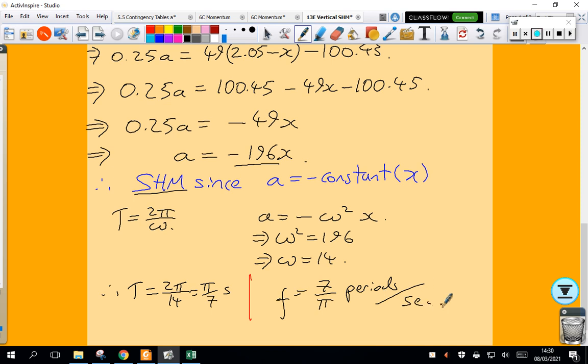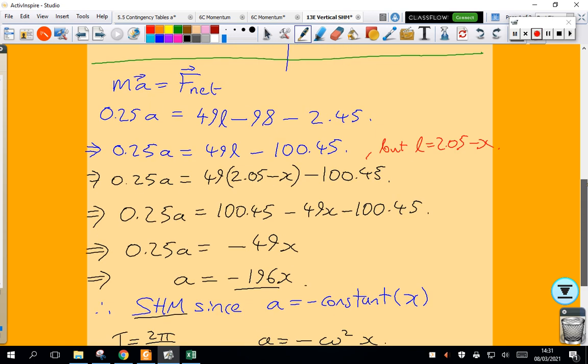So it'll complete 7 over pi periods every second. It's about 2.2. So it's completing 2.2 full periods every second. And a full period in this case means what?